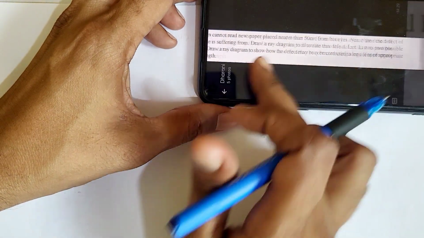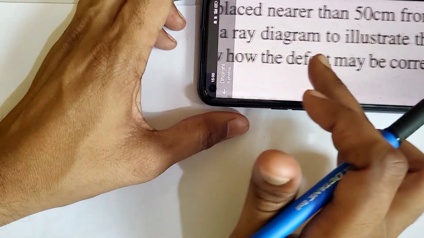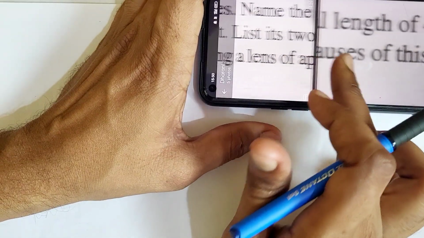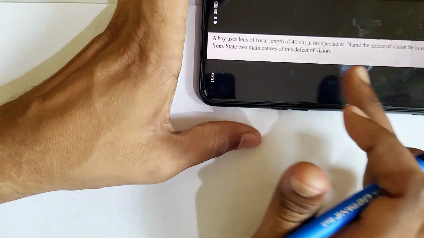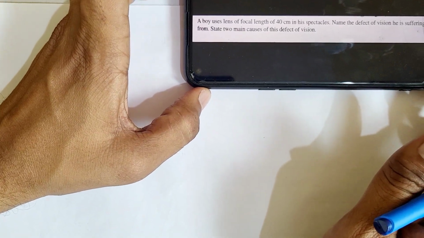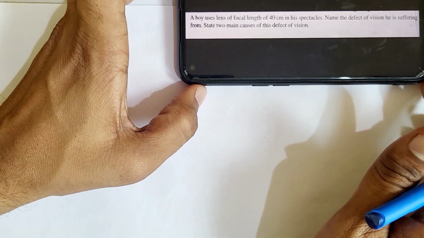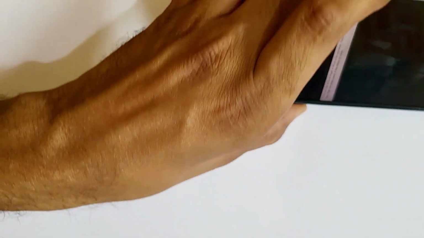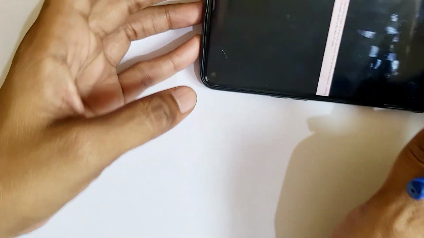Next problem. A boy uses focal length of 40 centimeters in his spectacles. Name the defect of vision he is suffering from. See, he is using a focal length of 40 centimeters. Focal length is positive. If focal length is positive, then power also will be positive. Correct?